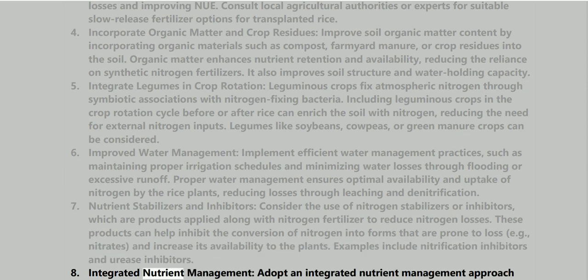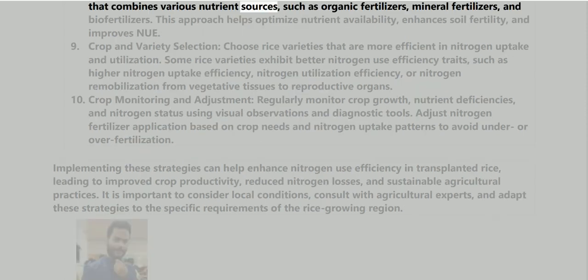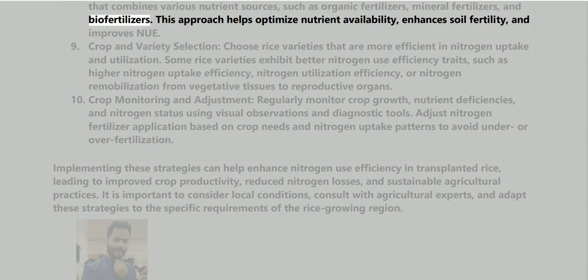8. Integrated nutrient management. Adopt an integrated nutrient management approach that combines various nutrient sources, such as organic fertilizers, mineral fertilizers, and biofertilizers. This approach helps optimize nutrient availability, enhances soil fertility, and improves NUE.